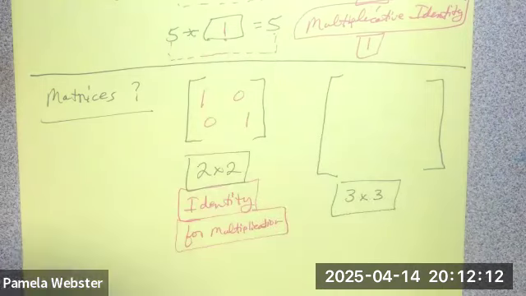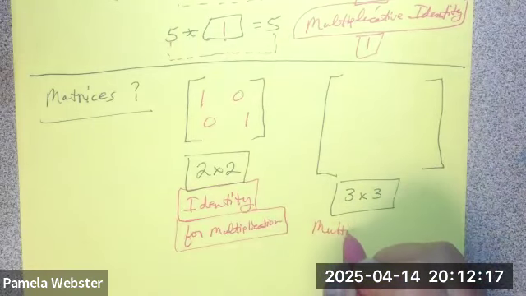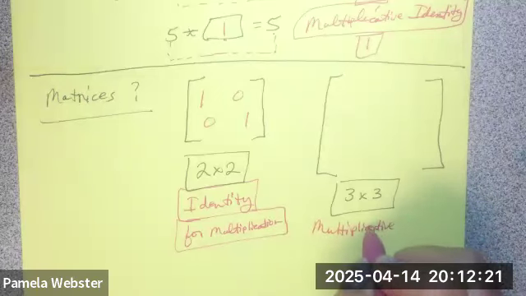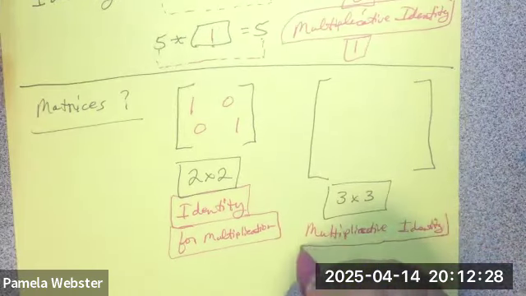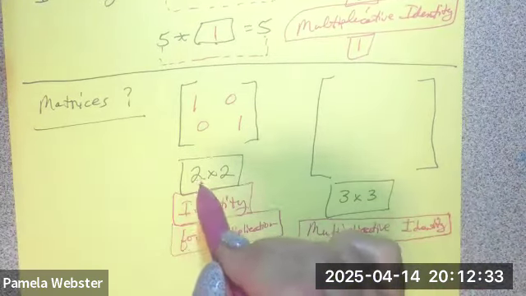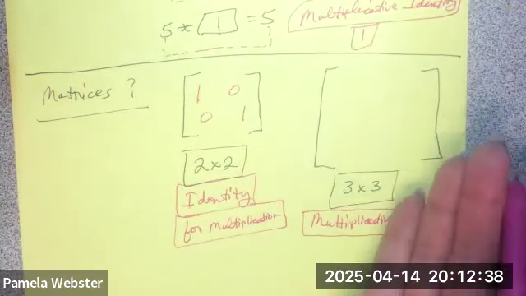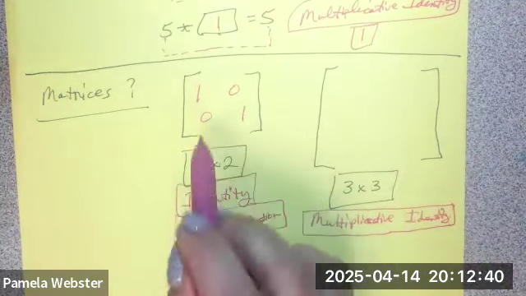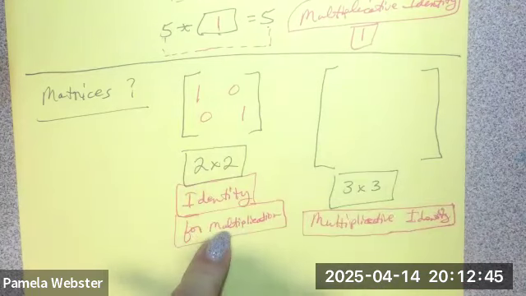Okay, and then what do you think for this 3 by 3 guy? What's the multiplicative identity? And notice, if you will, that I skipped additive identity for matrices because that's just basically boring. Okay. If I wanted to add something to a matrix and get the same thing back, I'd have to add all zeros, right? And that's just not something I want to do.